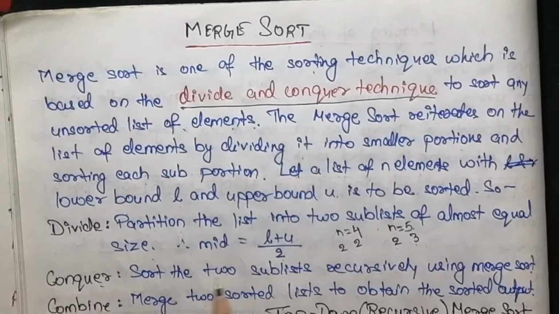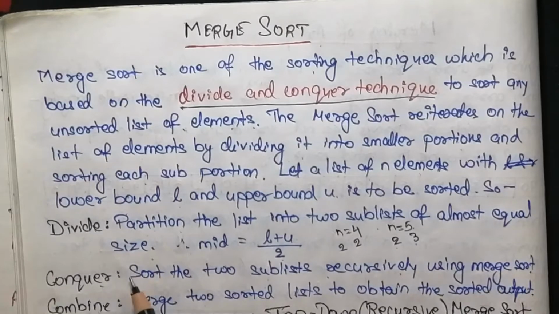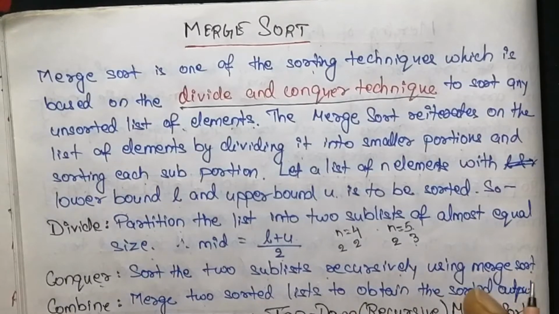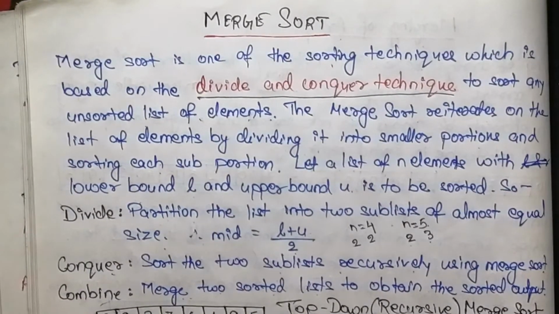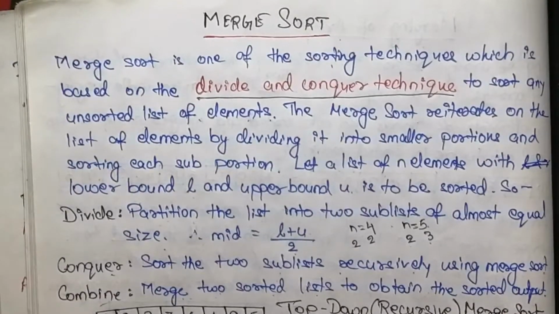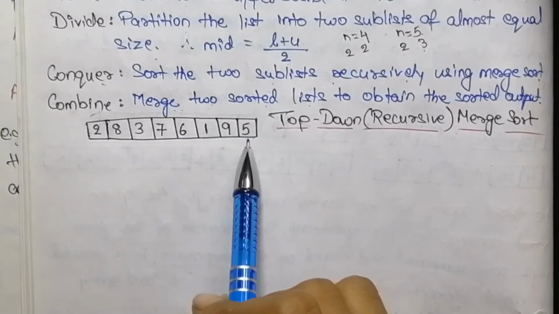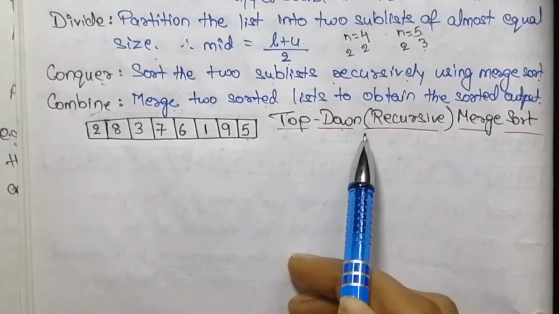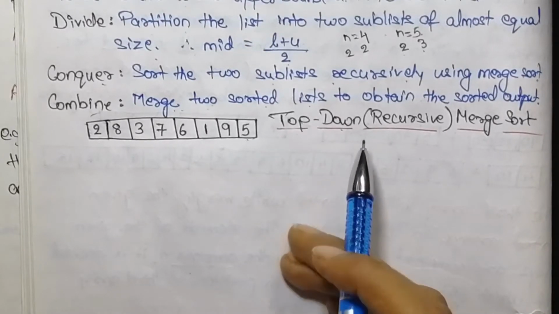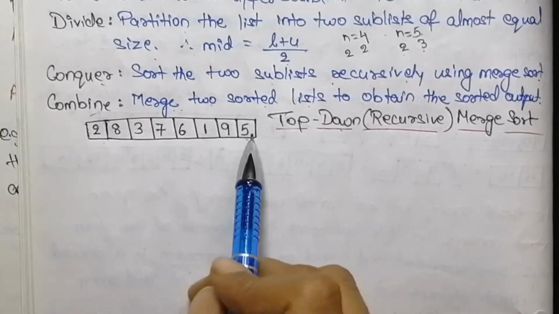Then the second step is to sort the two sublists recursively using merge sort. After dividing the list into two sublists, we will sort both lists recursively. And in the last step, we will merge those two sorted lists to obtain the sorted output. Now let's understand this merge sort algorithm with the help of an example. Here we are doing the top-down approach, that is the recursive approach of merge sort. In the next video, we will discuss the bottom-up, that is the iterative merge sort.